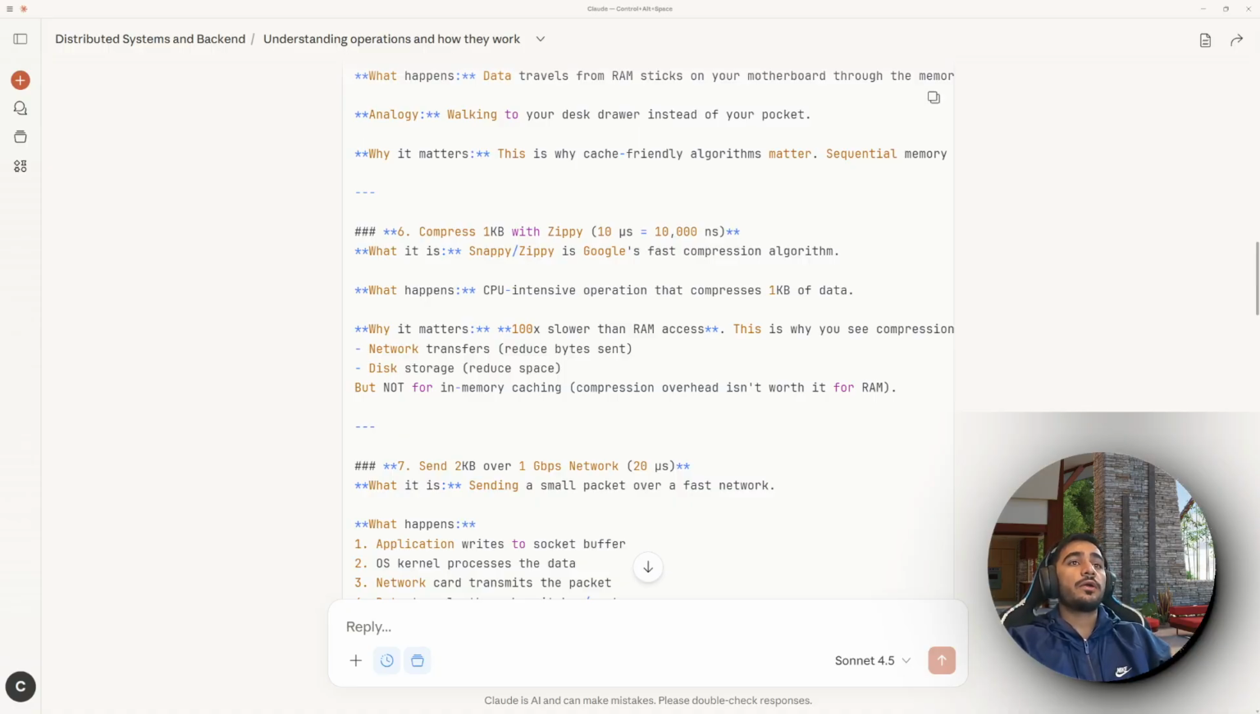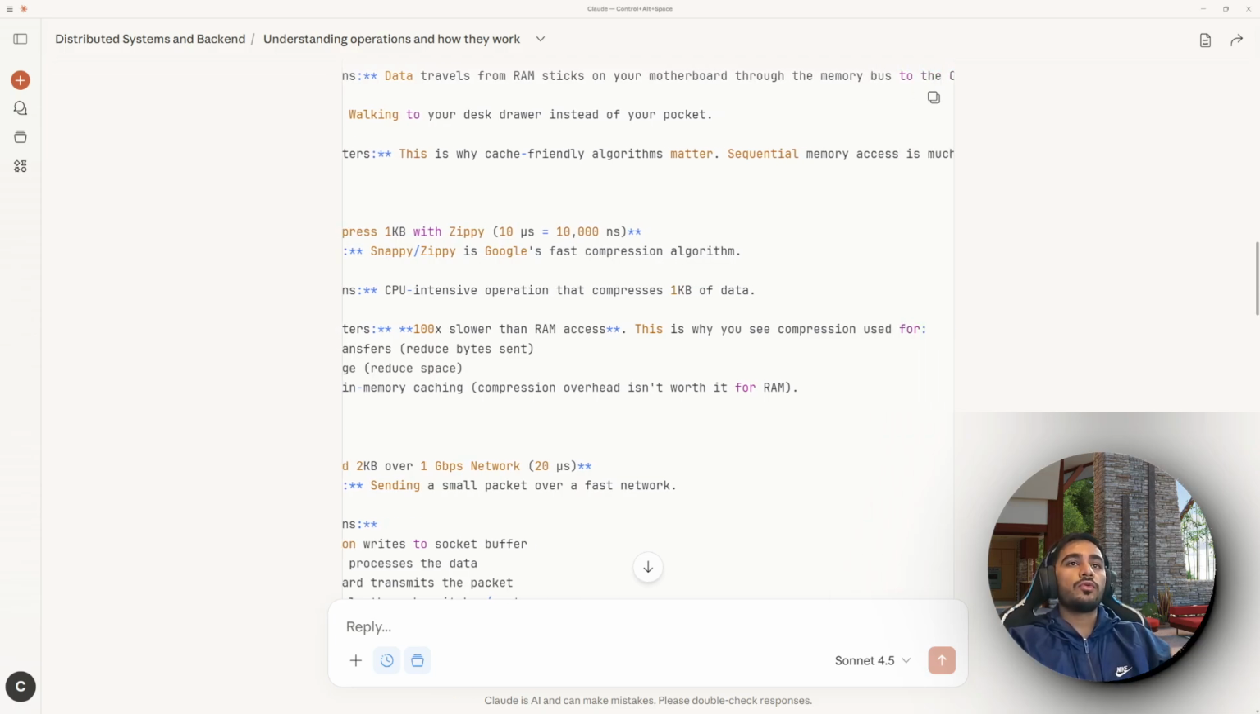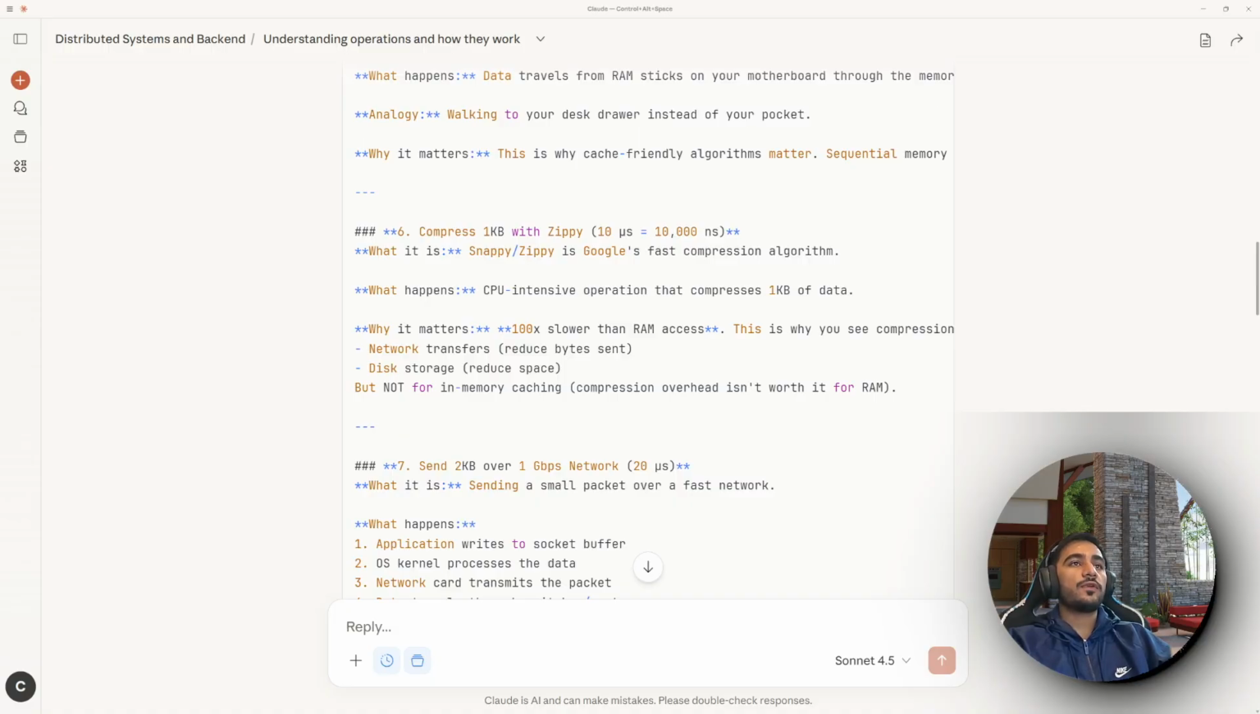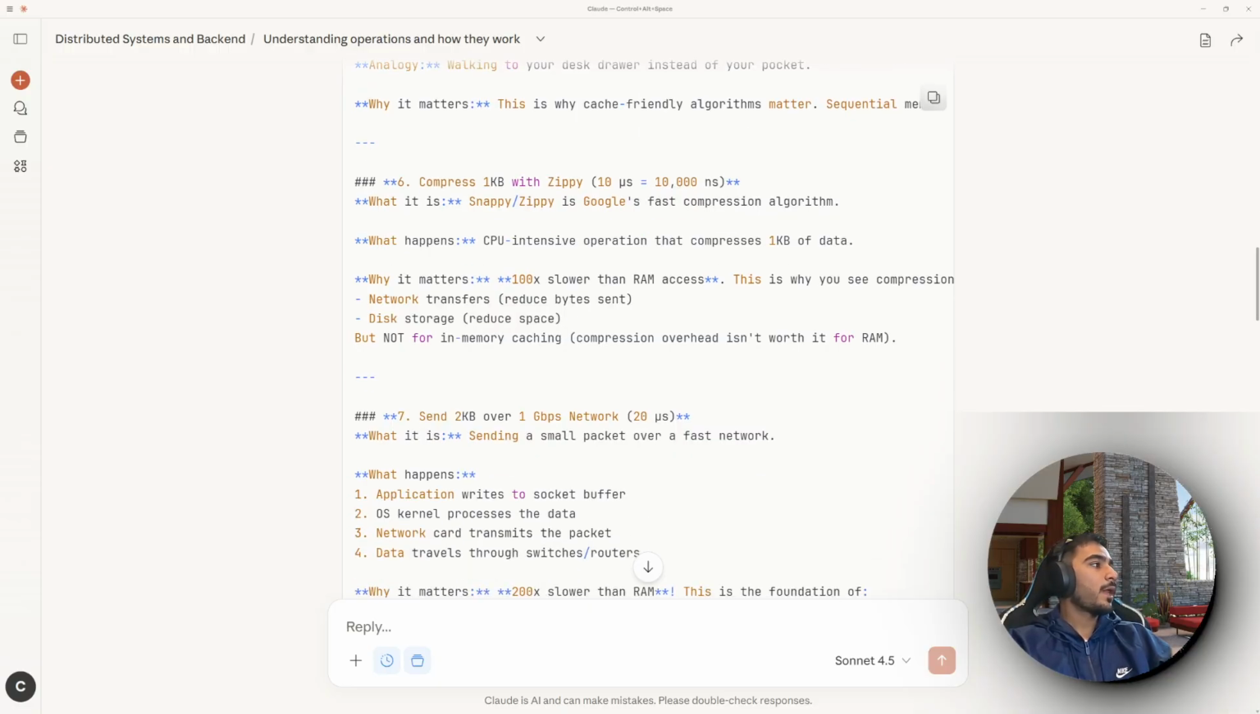Because this process is 100 times slower than RAM access. This is why you see compression used for network transfers, to reduce the bytes being sent, and disk storage, to reduce the space. But not for in-memory caching. Compression overhead isn't worth it for RAM.